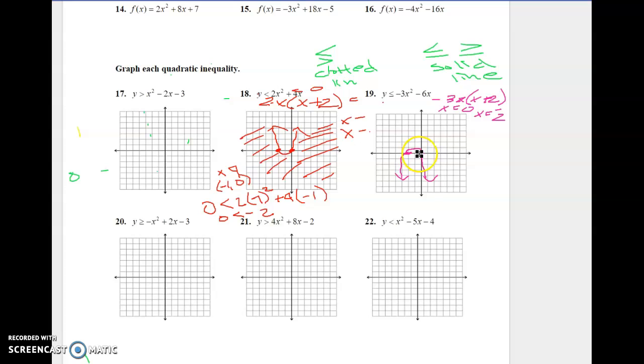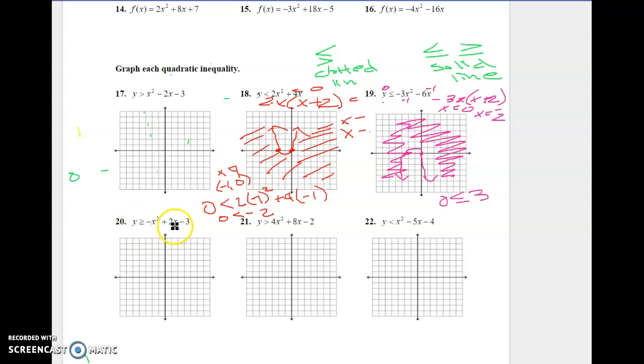All right, I can't use 0, 0 again, so we're going to use negative 1, 0. Actually, yeah, we'll just do that. So if x is negative 1 and y is 0, is 0 less than or equal to, that would be negative 3 plus 6 is 3. So 0 is not less than 3, so that point is false. So I'm going to shade everything on the other side. All right, let's look at this one.